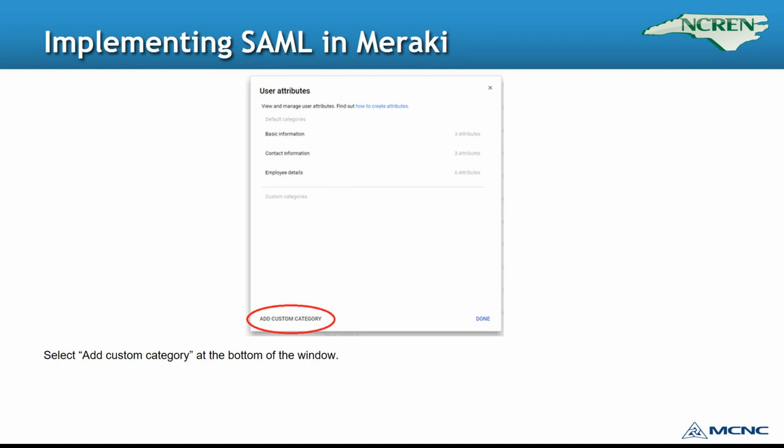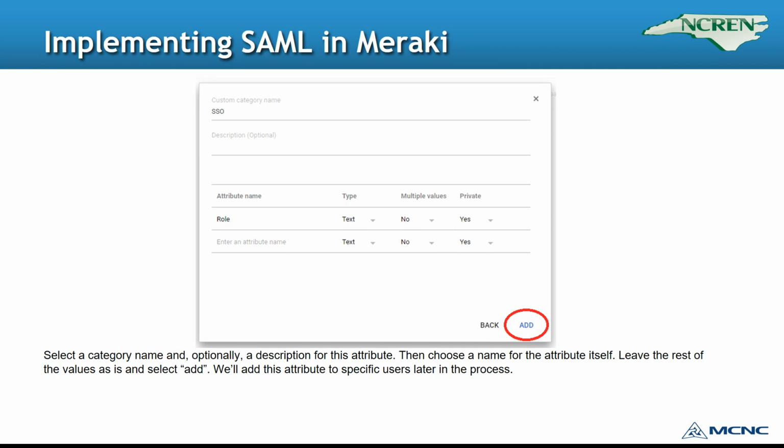At the bottom there, you're going to add a custom category. And then you can name this category however you like. You can give it a description if you want. I simply chose to name mine single sign-on, SSO. And then you're going to give the attribute a name. Again, just to be straightforward and uncreative, I chose role for the attribute name.